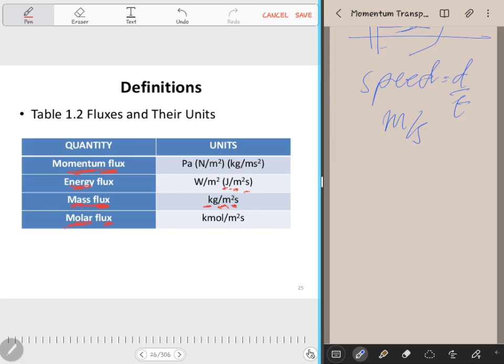Molar flux. So molar, this is mole, right? Flux per unit area per unit time. Are we okay? So it could be any of these. Then again, it could be any conserved quantity. So you see momentum is here, energy is here, mass is here. And when we're talking about chemical species, we talk about moles, right?